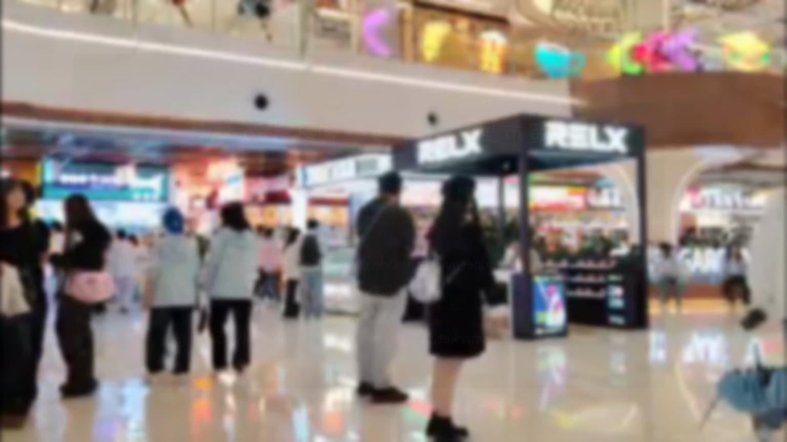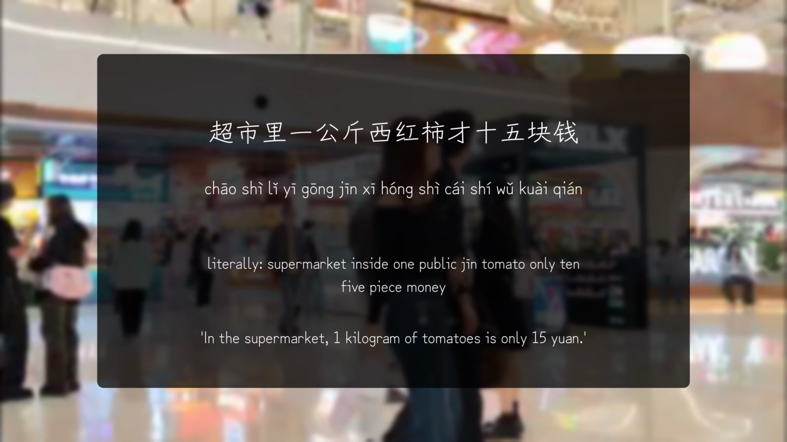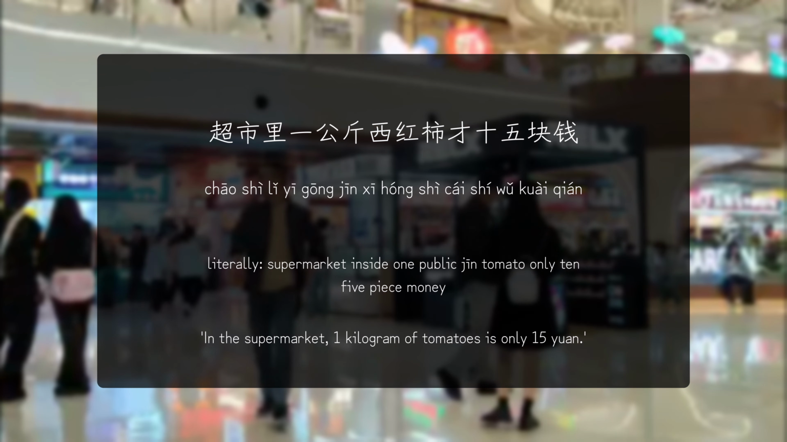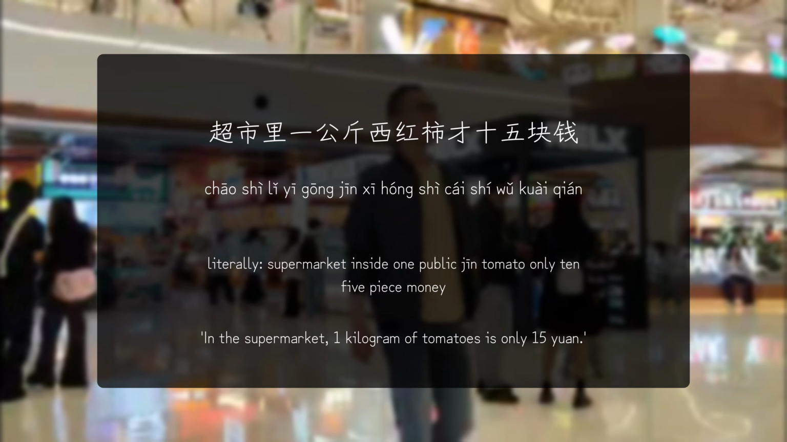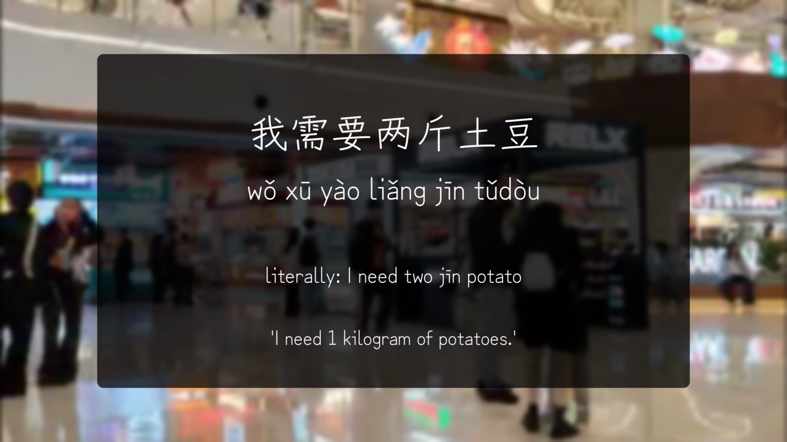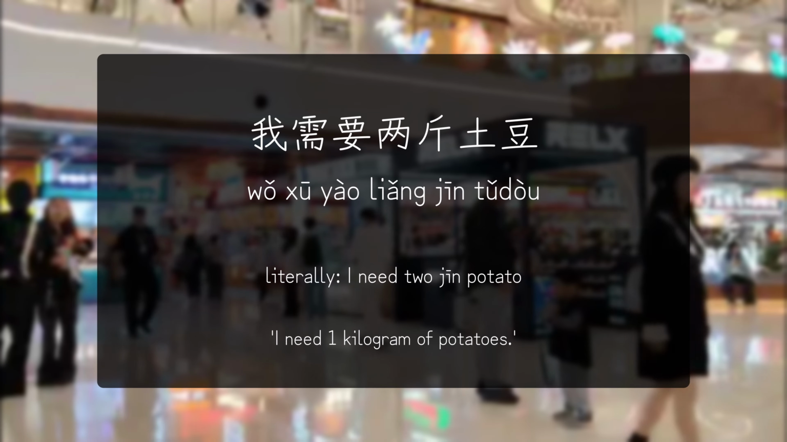Let's see some examples. 超市里一公斤西红柿才15块钱 In the supermarket, 1 kilogram of tomatoes is only 15 yuan. 我需要2斤土豆 I need 1 kilogram of potatoes.